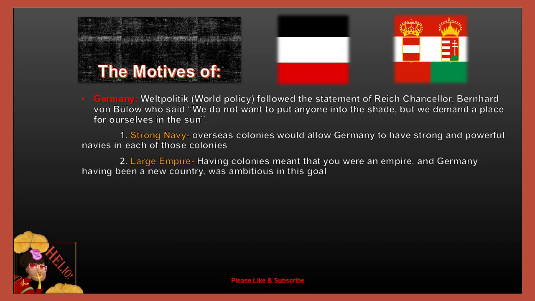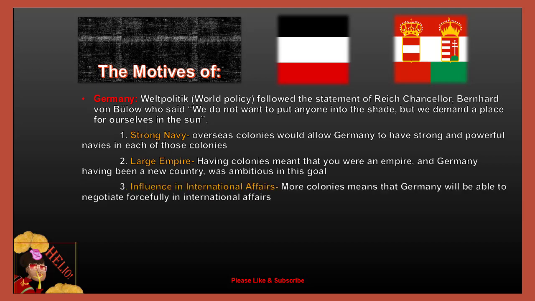Having colonies meant that you were an empire, and Germany, having been a new country, had a lot of ambitions, and thus wanted this empire. Like a little someone called Great Britain, they wanted influence in international affairs. More colonies means that Germany will be able to negotiate forcefully in international affairs.